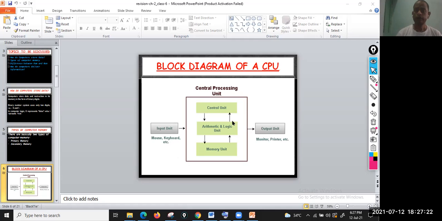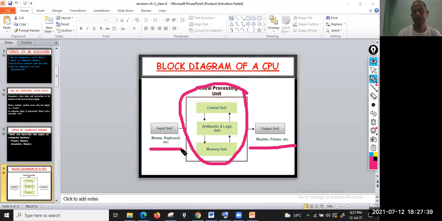So how does it work? First, we take input using the keyboard. Processing is done in the CPU, and we get the output on the output device, right? So this is how the CPU works.